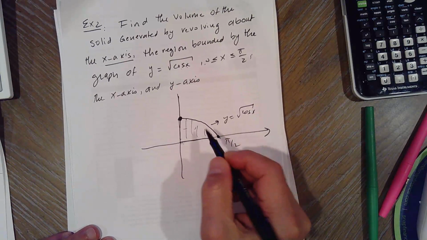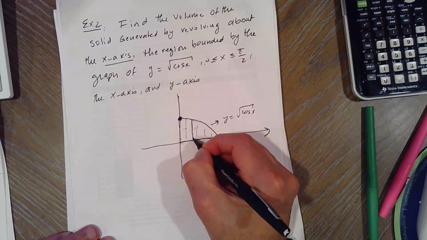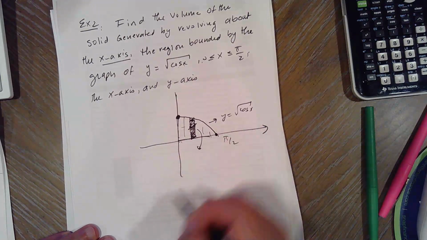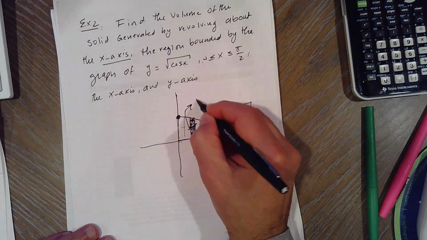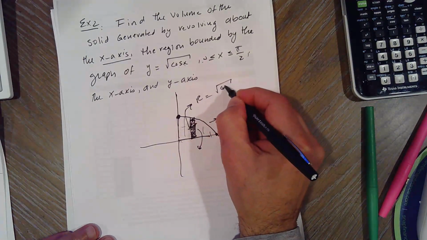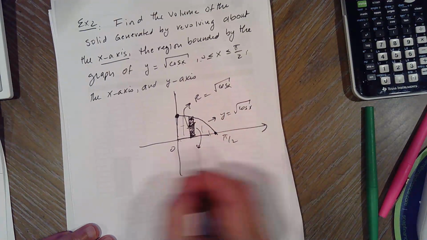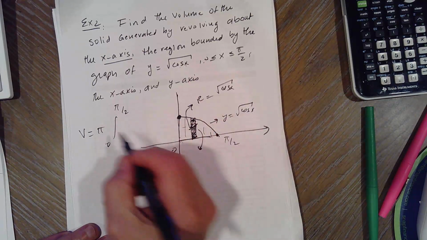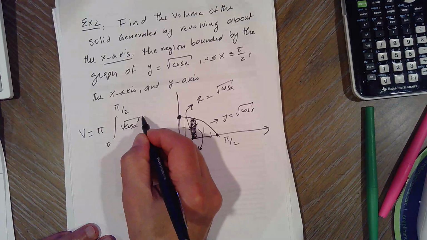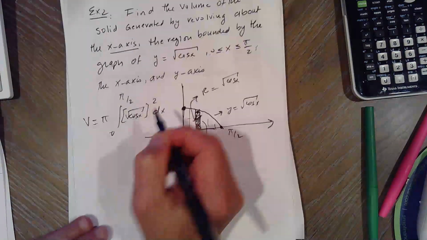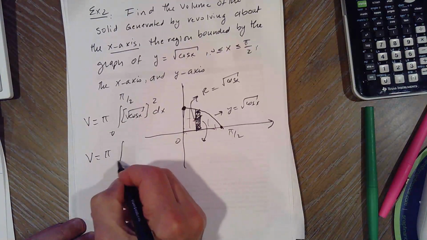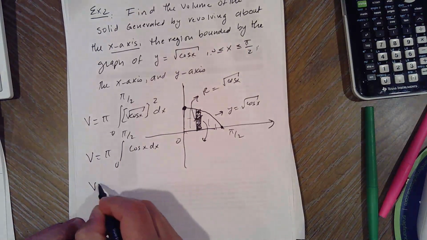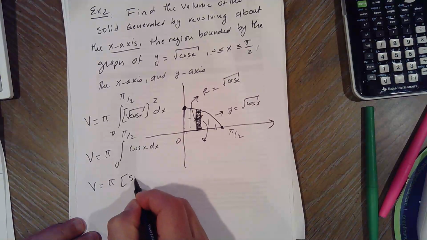So we're looking for this, and we're revolving it around the x-axis, so we do a cross-section perpendicular to the axis of revolution, and we go like this. So this is going to be the radius, which is square root of cosine x, and we're integrating from 0 to pi over 2, radius squared, or f of x squared dx. So pi integral from 0 to pi over 2 of cosine x dx. Integral of cosine is sine.